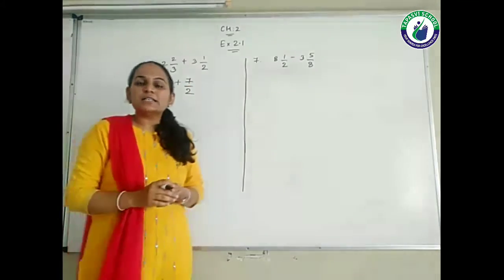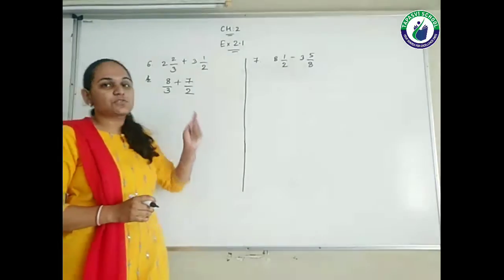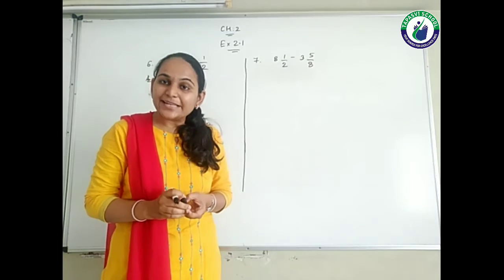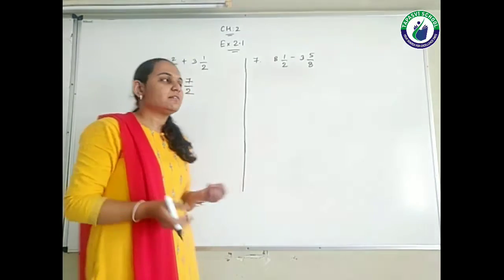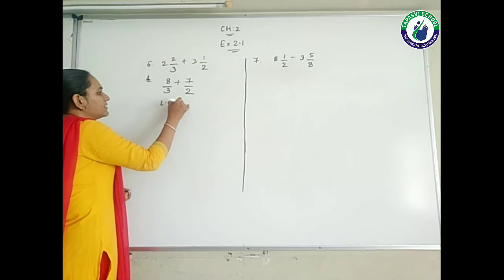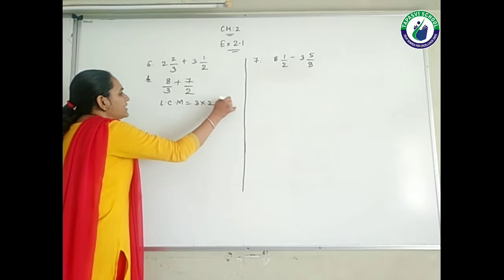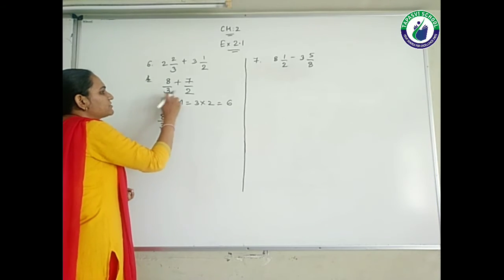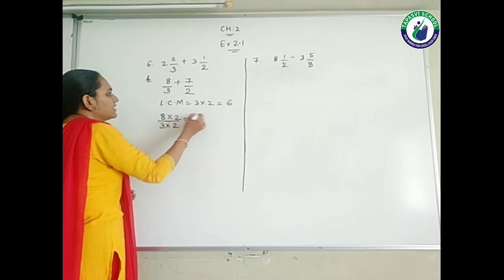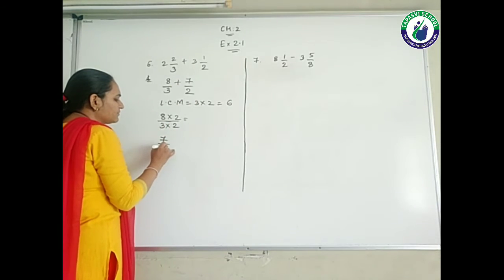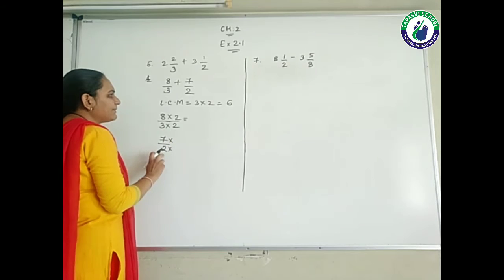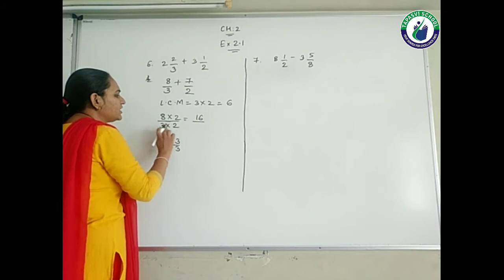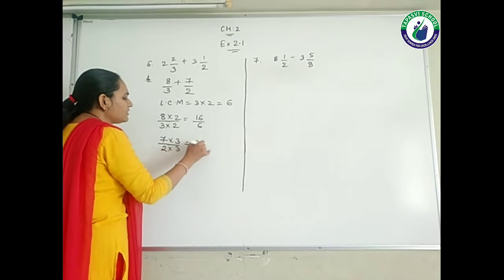Now students, see both the denominators. One is 3, another is 2. So both the denominators are what? Prime numbers. So we have to get the LCM by multiplying them. It's very simple. So the LCM is 3 into 2, that is 6. Now 8 upon 3 is there. Which number do I multiply with the 3 to get 6? That is 2. Now 7 upon 2 is there. Which number do I multiply with the 2 to get 6? That is 3. So 8 2s are 16, 3 2s are 6, 7 3s are 21, 2 3s are 6.